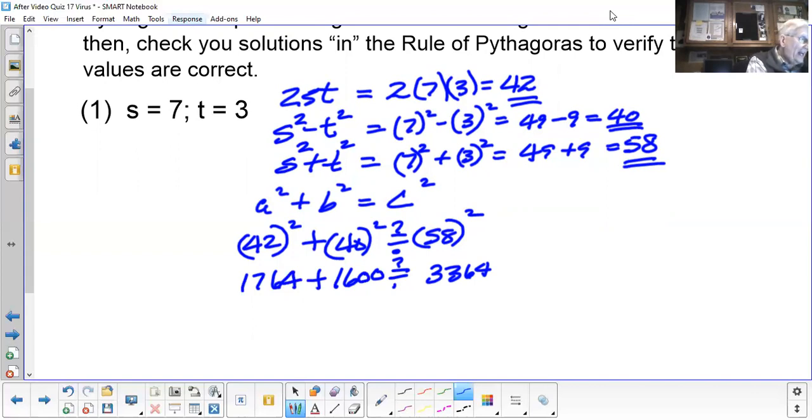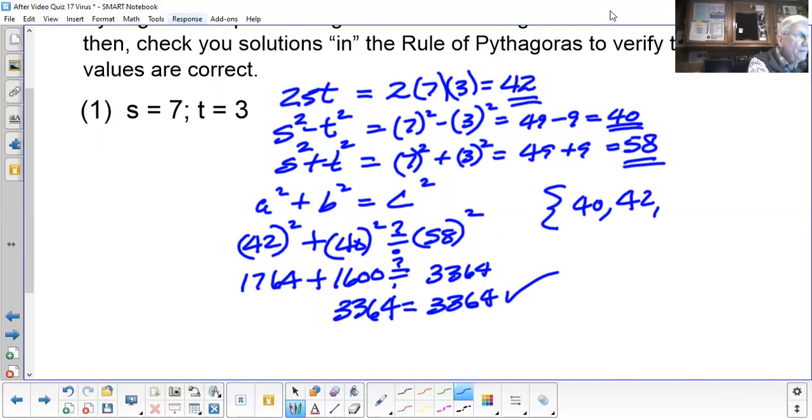So if I add on my calculator 1764, and I add to it 1600, I get 3364. And since 3364 equals 3364, I know this checks out. So my Pythagorean triple is 40, 42, 58. These 3 numbers fit the rule of Pythagoras.